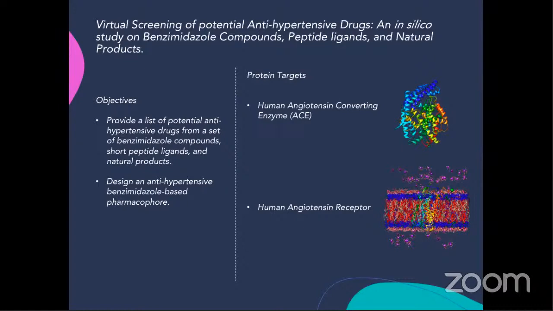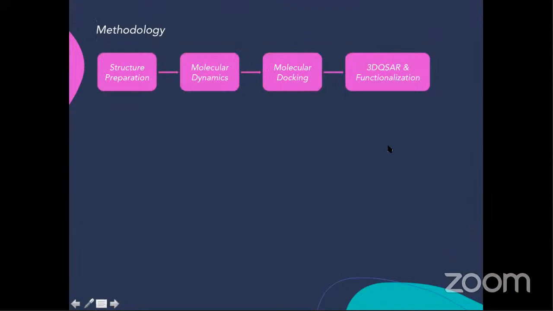Remember, I have two lines underlined in the previous slide. For this study, we have two protein targets: the human angiotensin converting enzyme, or ACE, and the human angiotensin receptor. Next slide please. The methodology for this study can be divided into four main parts: structure preparation, molecular dynamics, molecular docking, and virtual screening functionalization. For structure preparation, next slide.